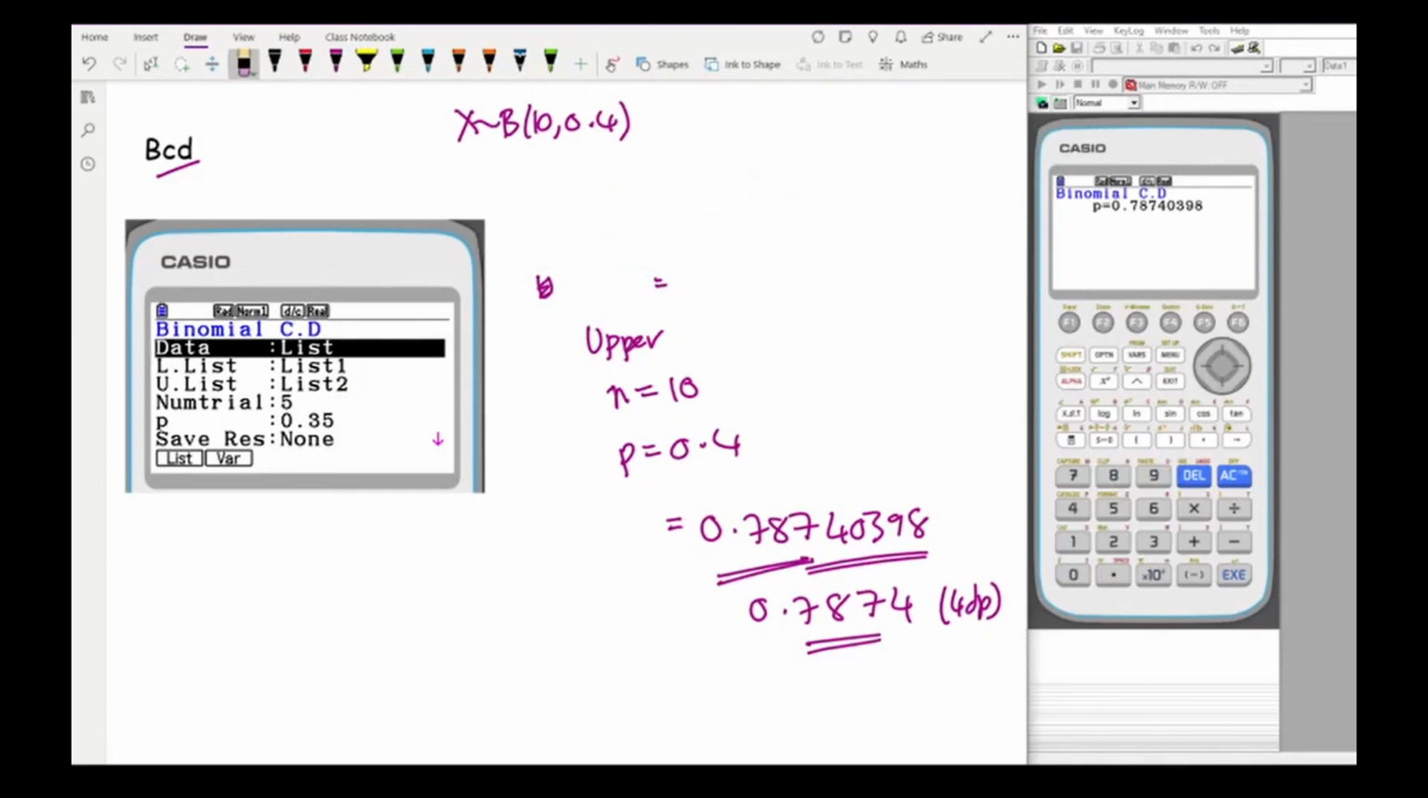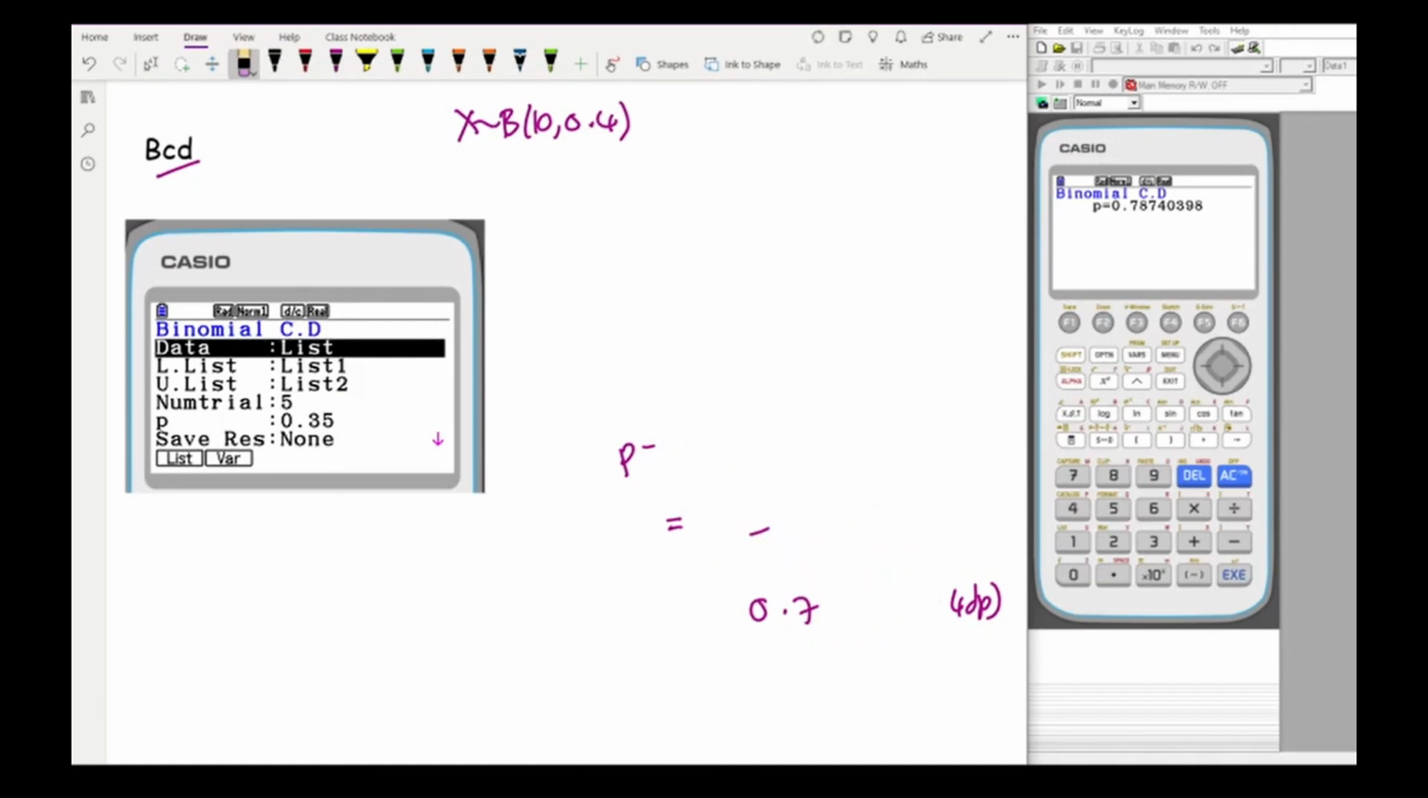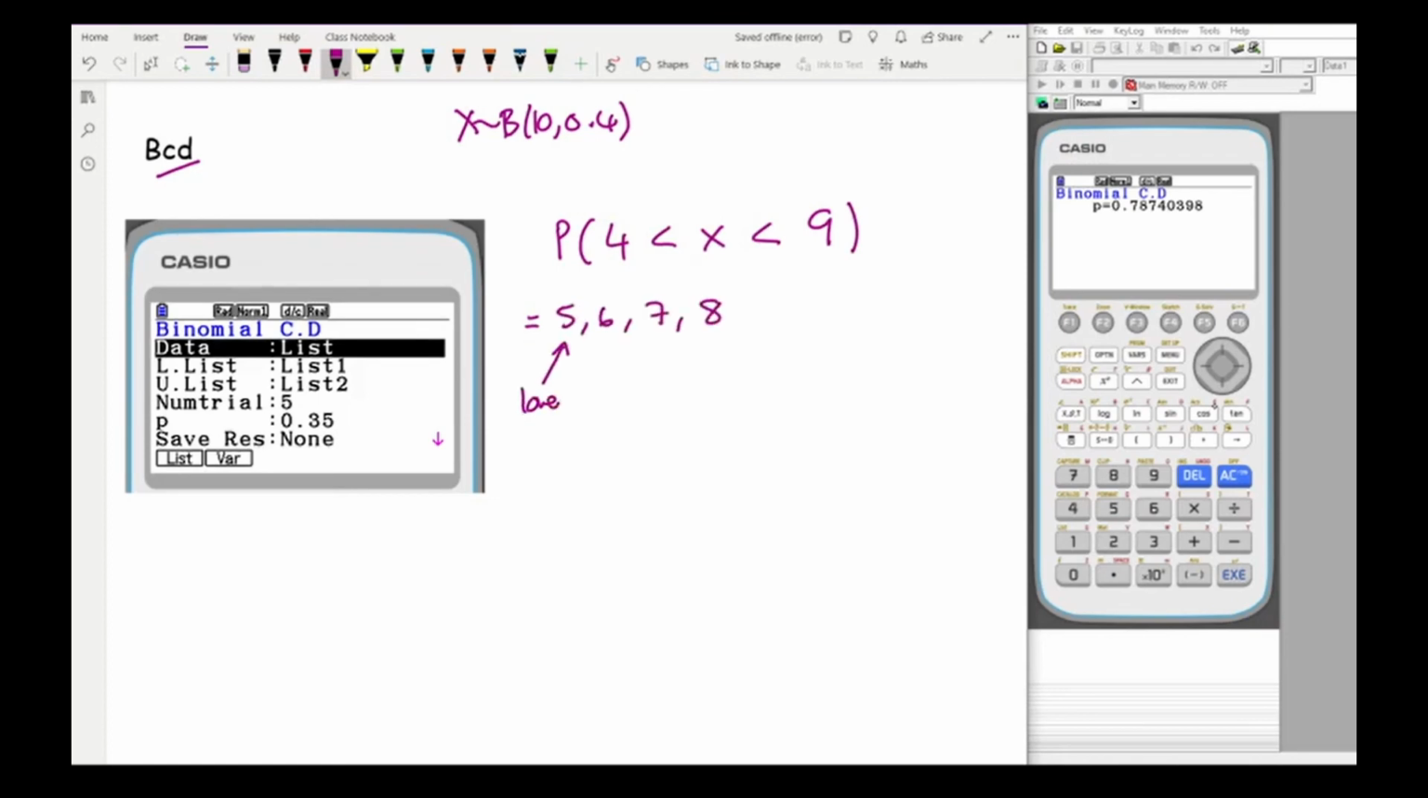Now if I was to change this question up, let's just get rid of this first and explain a little more in detail what we're looking for. Let's say I wanted the probability where x is between 4 and 9, in other words, I'm wanting the numbers 5, 6, 7 and 8. So 5 would be my lower value, 8 would be my upper value, and then I would simply enter that into my calculator and get the answer from there. And like I said, the key thing to focus on is making sure that it says variable, and you can follow the same steps.